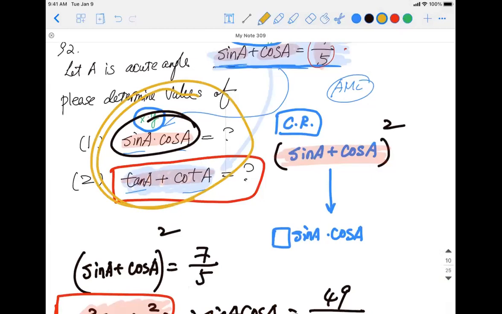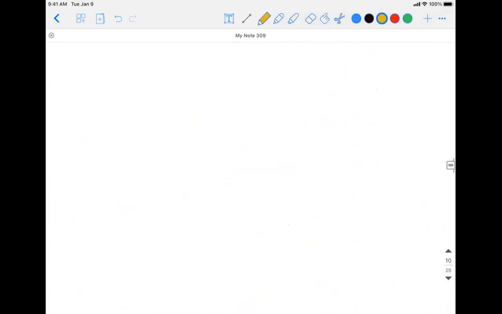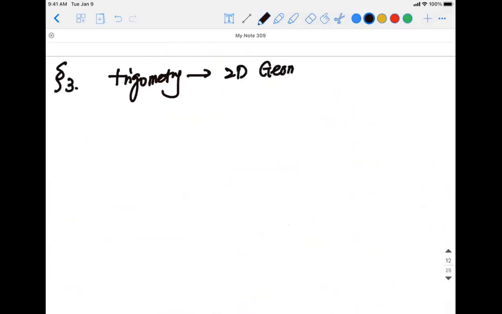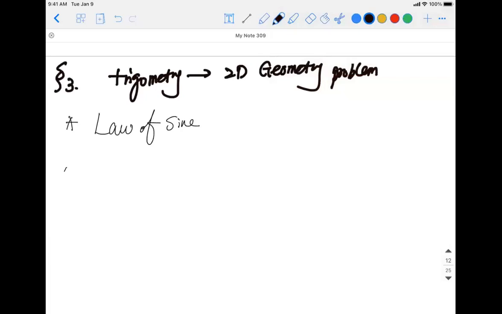So how can I use trigonometry to solve 2D geometry problems? Normally speaking, you need two very important tools. So that's actually our third topic: trigonometry to solve 2D geometry problems. But you really can't solve the problem right away. You have to learn some tools to help you solve the problem. So we're going to talk about the law of sine and the law of cosine. We talked about sine, we talked about cosine, right? Now we're going to talk about the law of sine and law of cosine. Those two things help us solve 2D geometry problems.